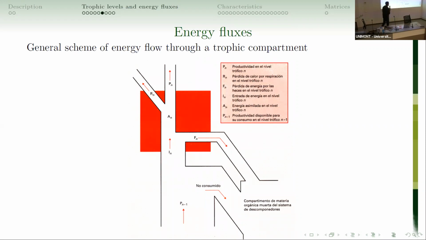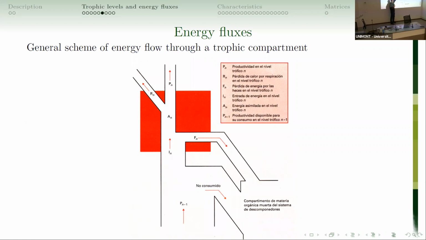So from here, we can calculate efficiencies. For example, the efficiency of consumption would be what's ingested with respect to what's available. Available is the production of the lower level, okay? So the efficiency of consumption or ingestion is what's ingested divided by what's available. The efficiency of assimilation is what's assimilated divided by what's ingested. And the efficiency of production is what's produced divided by what's assimilated.